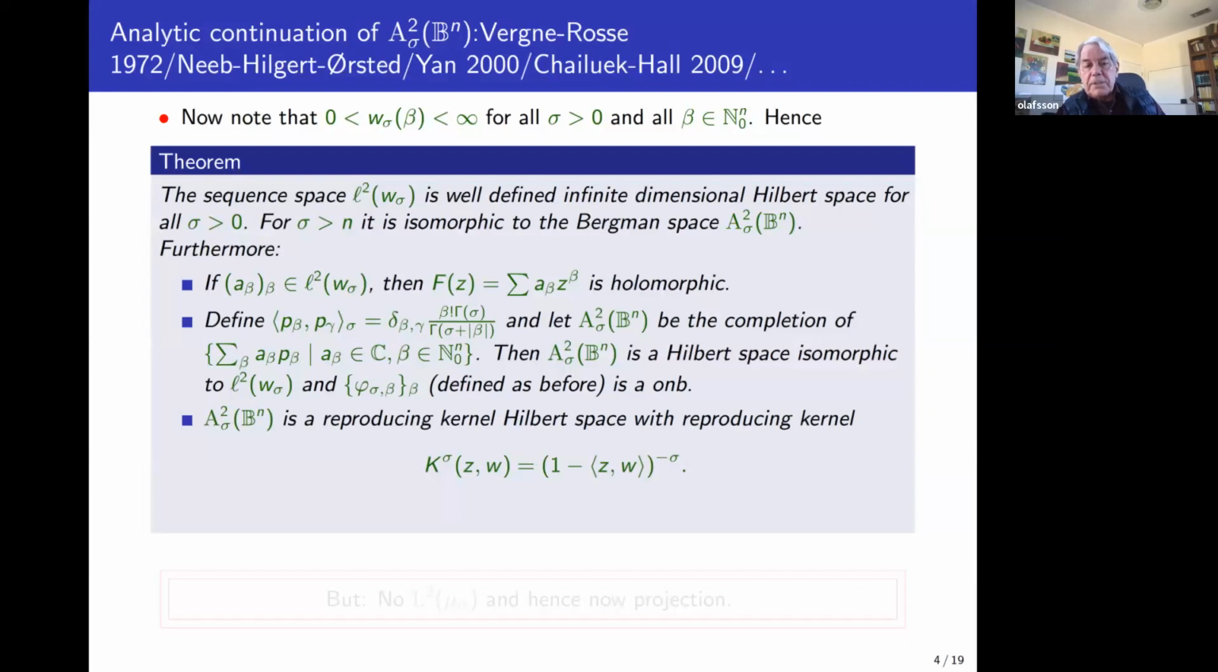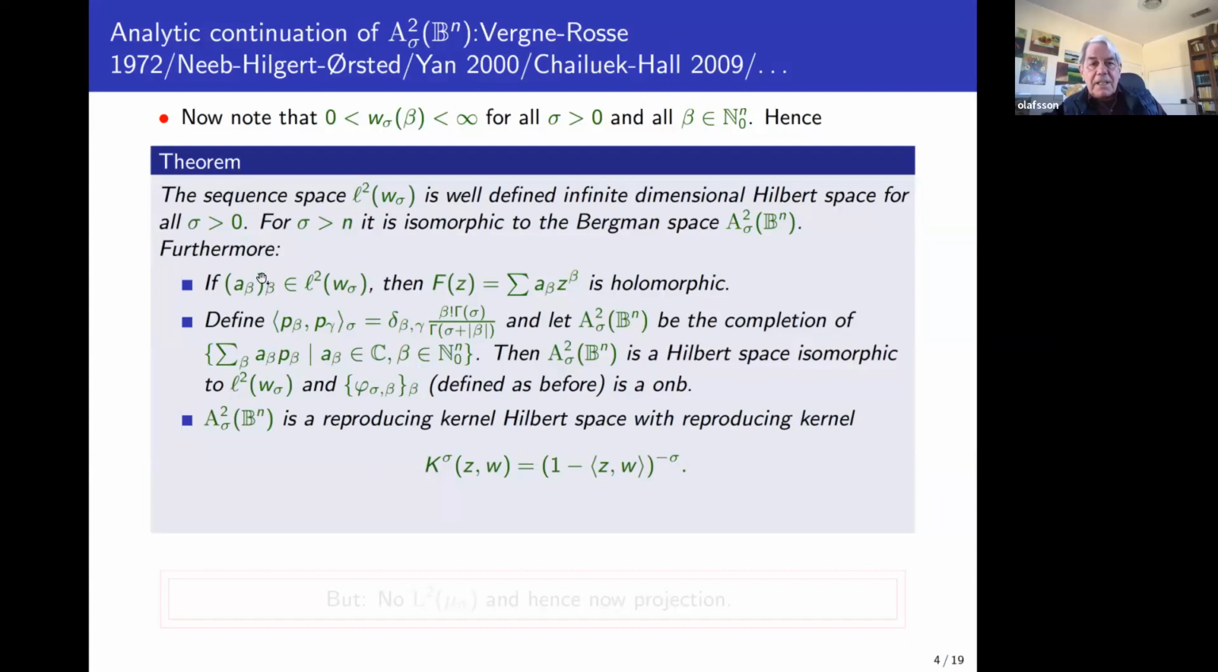Then we get the Hilbert space of holomorphic functions, which is again isomorphic to the little L2 of W sigma. And those phi sigma that we had still form an orthonormal basis, and it is a reproducing kernel Hilbert space, and the reproducing kernel is exactly the same.